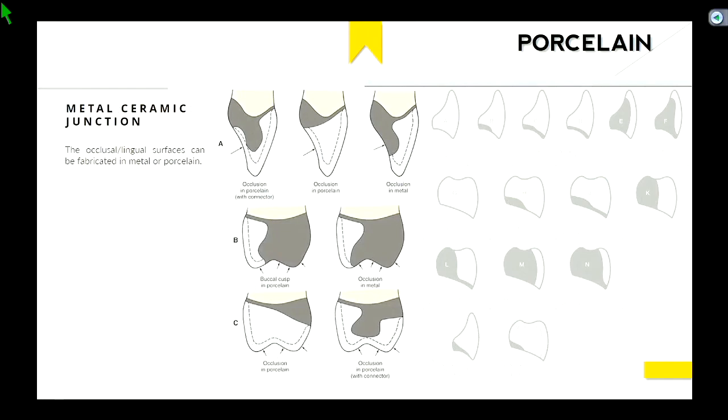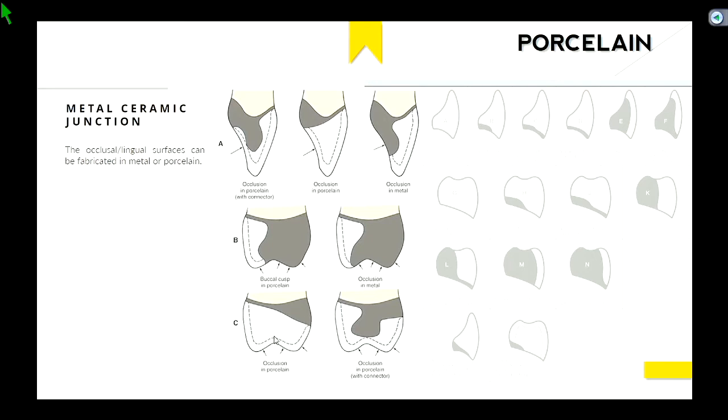So something else that can differ is your metal-ceramic junction, basically where your metal and ceramics meet. So sometimes you'll want a metal occlusal or a metal lingual. So look at figure A there. You can see where the arrow is pointing. That's where the lower tooth is hitting that crown on the lingual surface. So you have the option to make it in porcelain or metal. And then same with the occlusal surface of a posterior tooth.